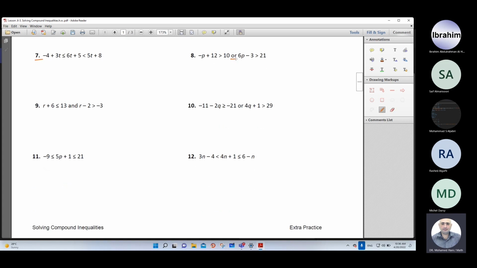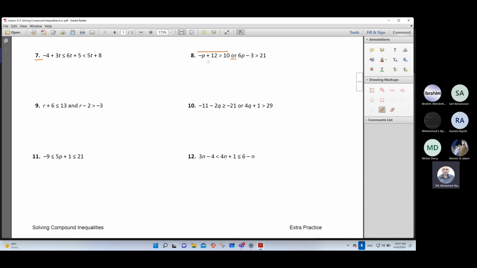As you see here, we have "or". To solve this compound inequality, start by solving the first inequality here: minus b plus 12 greater than 10. Always when you want to solve an inequality, try to keep the variable alone, so try to remove the number. To remove this number, add the inverse: minus 12 here, minus 12 here. So negative b greater than 10 minus 12, which is minus 2.